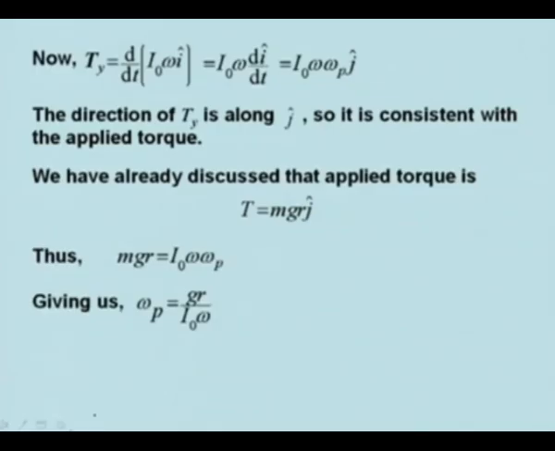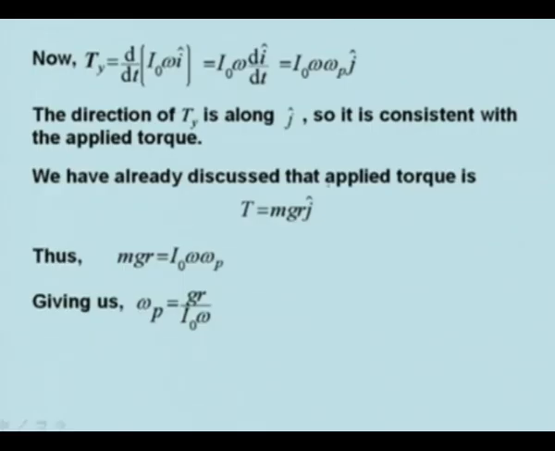Therefore, Ty is equal to d by dt of I0 omega i, which is equal to I0 omega di by dt. That means I0 omega omega p into j. The direction of Ty is along j, so it is consistent with the applied torque. So that means I0 omega omega p can balance that Ty.